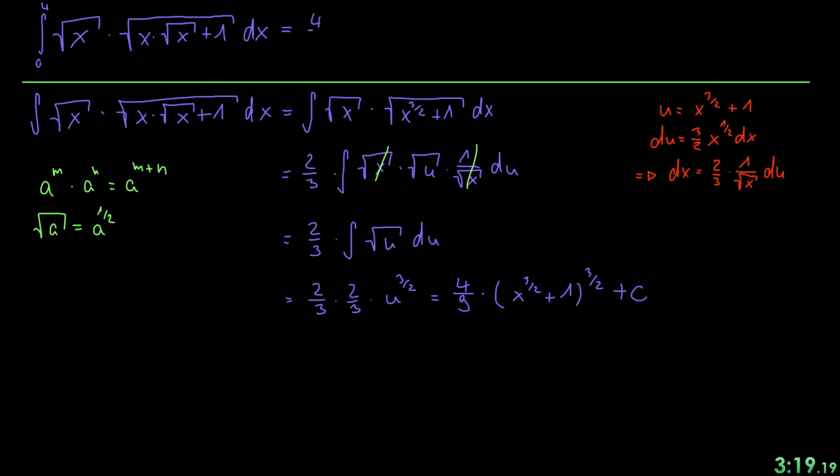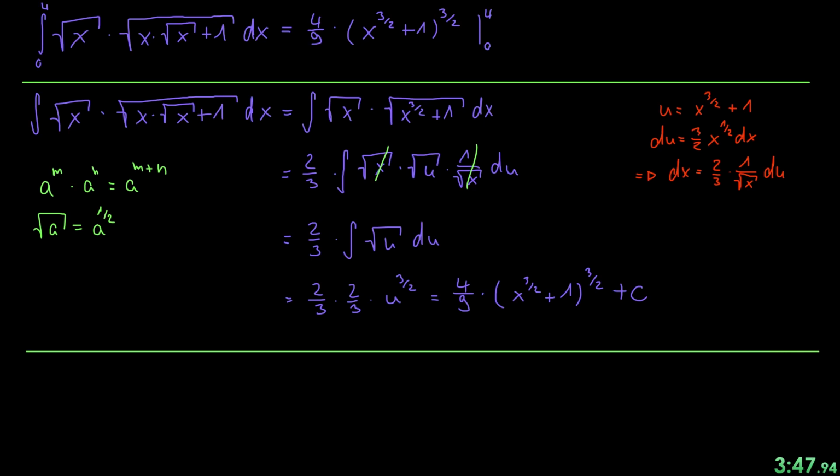So we have 4 over 9 times x to the power of 3 halves plus 1 to the power of 3 halves from the borders of 0 to 4. So now we have to calculate what that entire thing is, if we plug in 4 or if we plug in 0. So in the MIT integration bee you don't have a calculator, so now we're going to have to do this by hand, which means we're going to have to calculate 4 over 9 times 4 to the power of 3 halves plus 1 to the power of 3 halves.